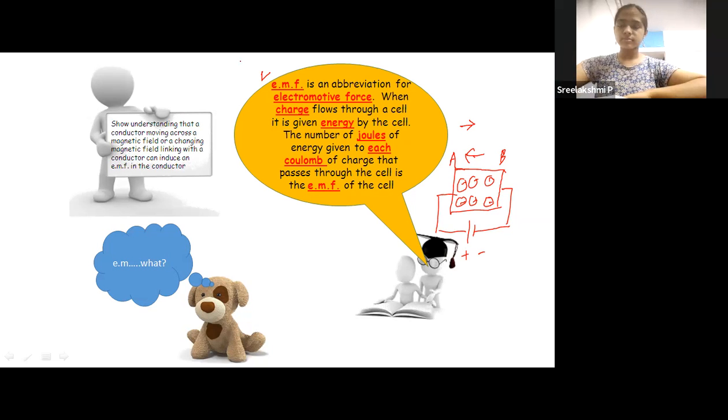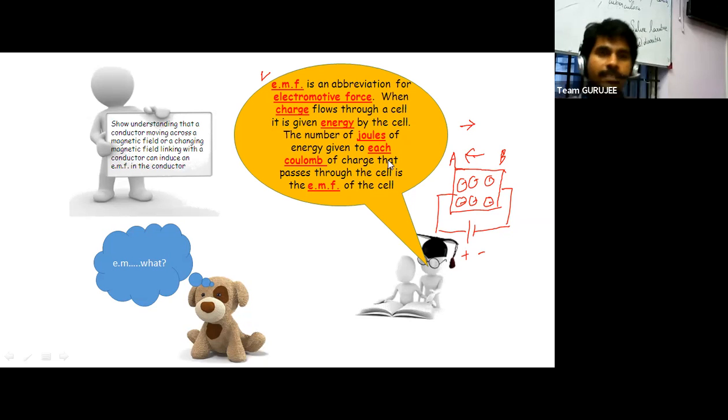So that is the first main idea about EMF. EMF is nothing but electromotive force. It is one kind of external energy. Next, just note the abbreviation and also the definition for EMF. Please note it and we go to the next one.